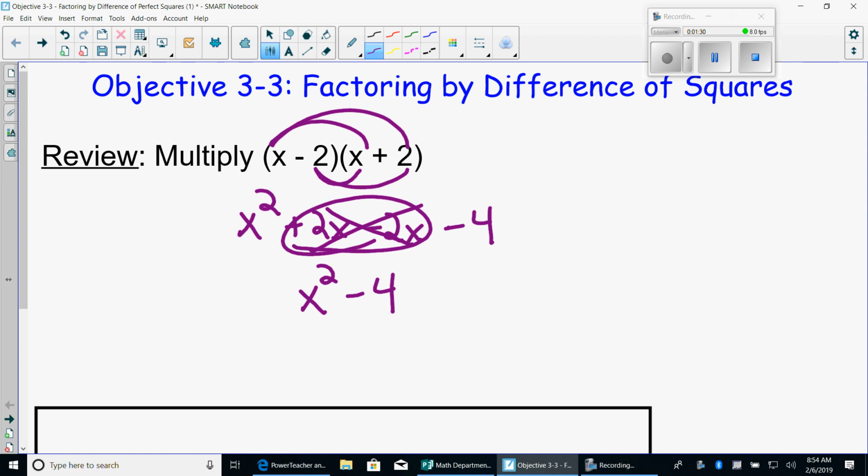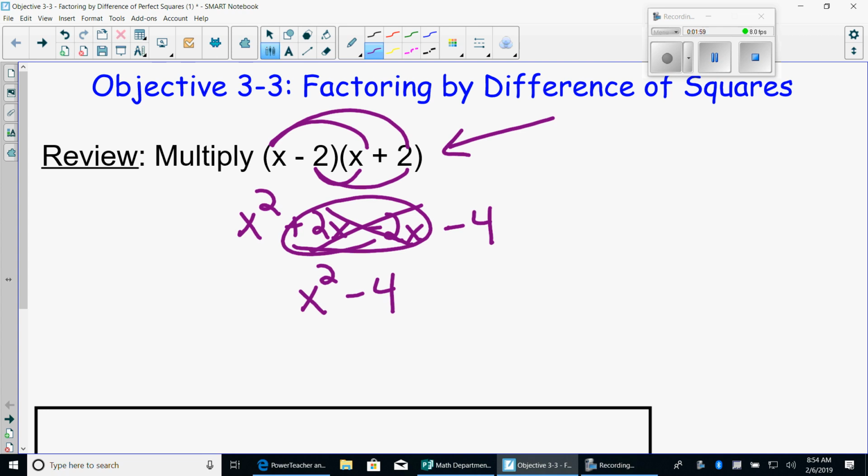Okay? What do you notice in the beginning about your two binomials? Let's find a pattern to make this easier on us. Do they look similar? They're the exact same thing, except one's a negative and one's a positive, right? Okay? This is what a difference of two squares is going to look like when I go in reverse, okay?